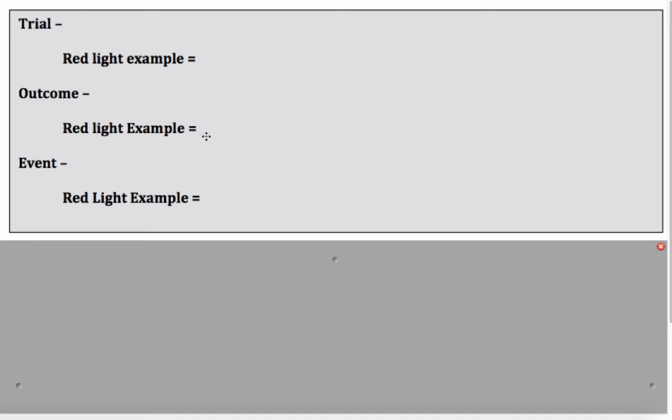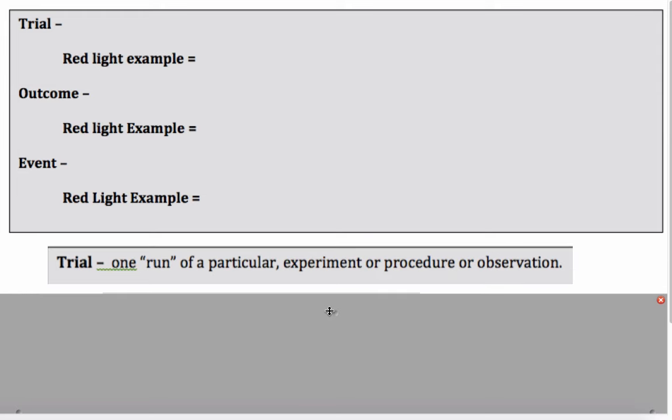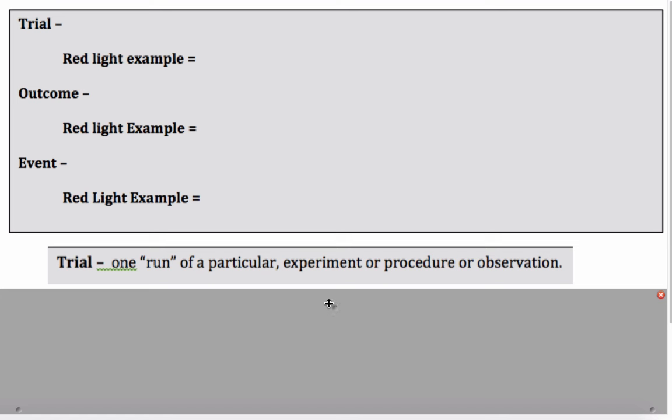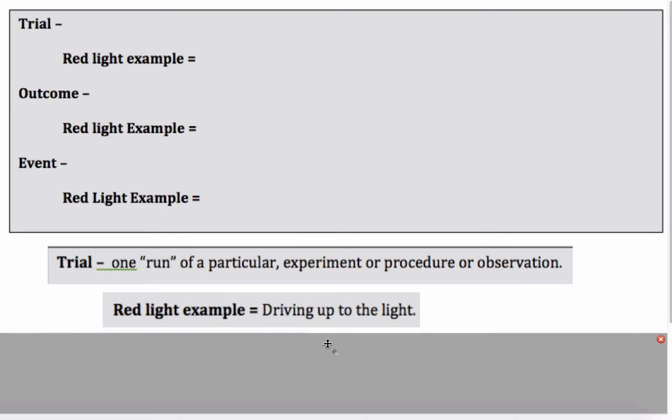The first one is trial. And if we consider our example with the car, a trial's definition is one run of a particular experiment, procedure, or observation. In this particular case, with the car and the red light, that's going to be driving up to the light. It's not if the light's green or red, it's just the actual act of going to the light that is our one trial.